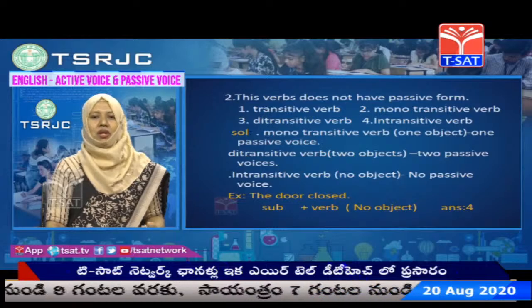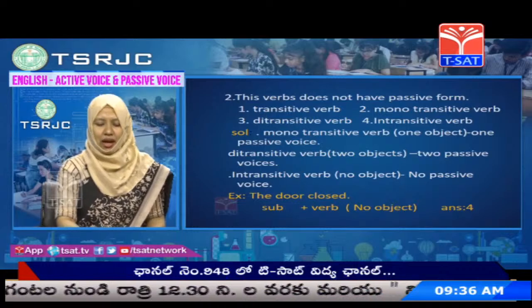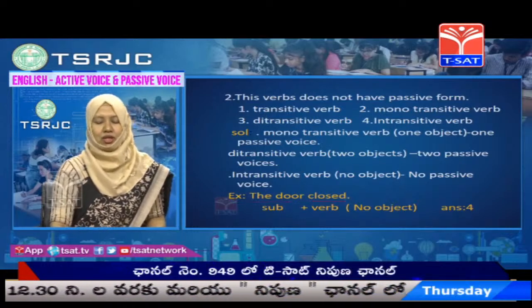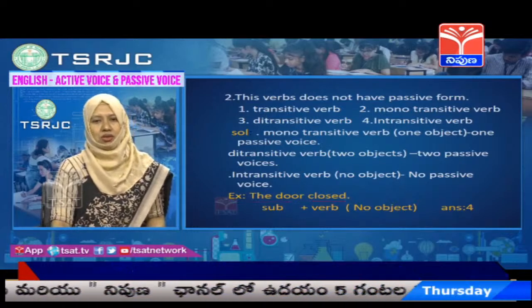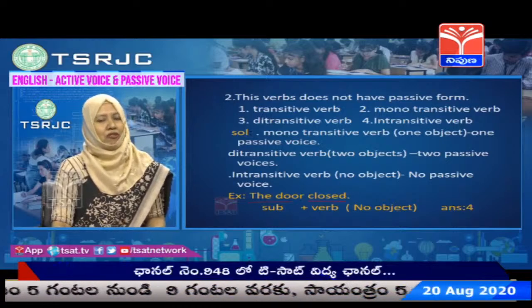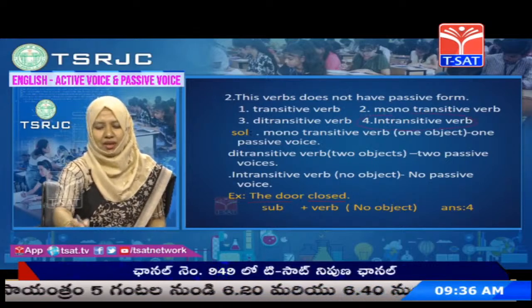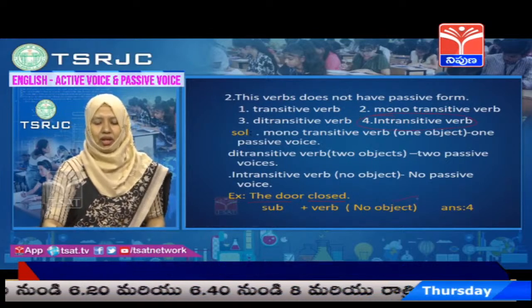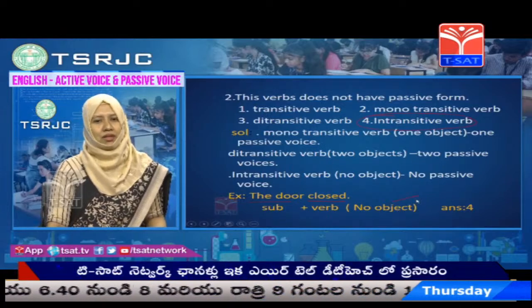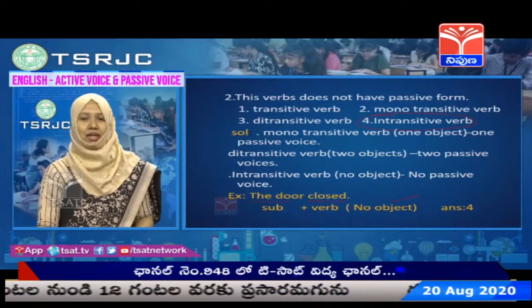For example, the door closed. There is subject and verb, but there is no object here. So the correct option is, this verb does not have passive form. Which verbs do not have passive form? Intransitive verbs, because they don't have any object. All transitive verbs, mono and ditransitive verbs, can change into passive.